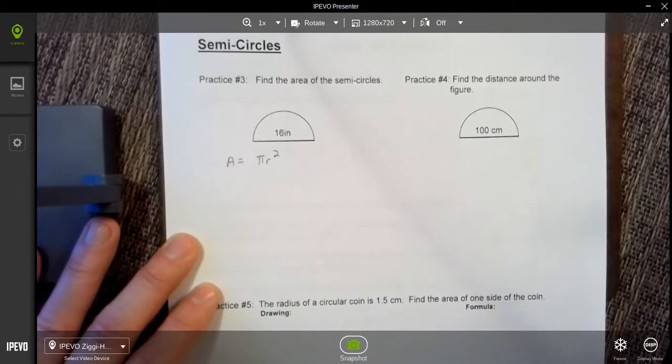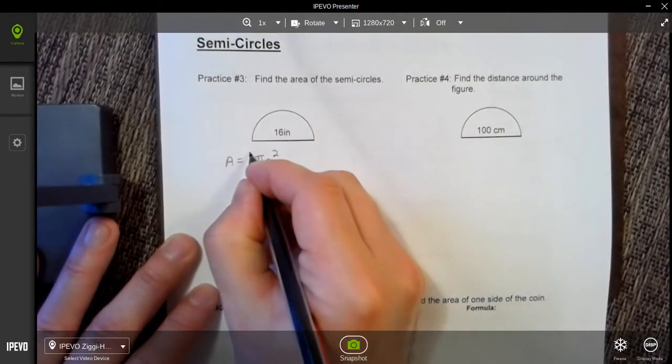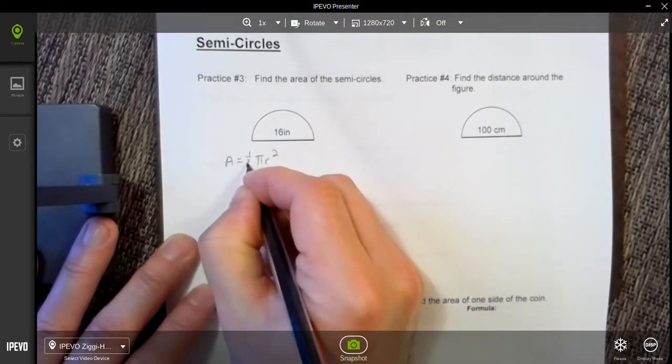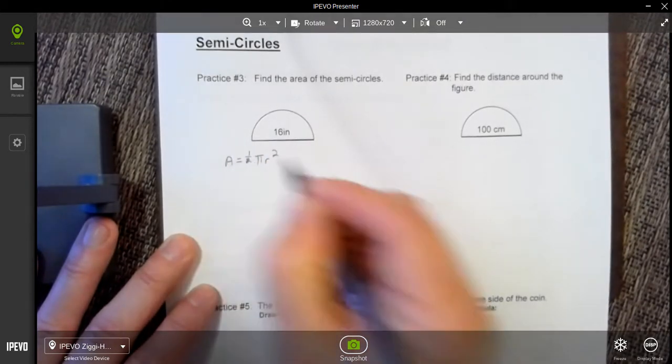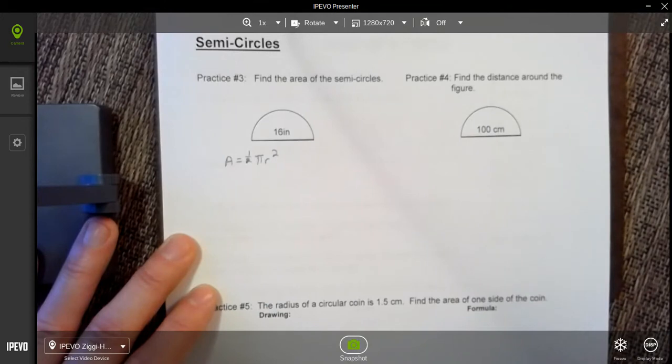However, we're not working with a full circle anymore. We have a semicircle, which is just half a circle. And so that's what I'm going to do. I'm going to put a 1/2 in front of my pi r squared. And this is the formula that we're going to use. Area equals 1/2 of pi r squared.